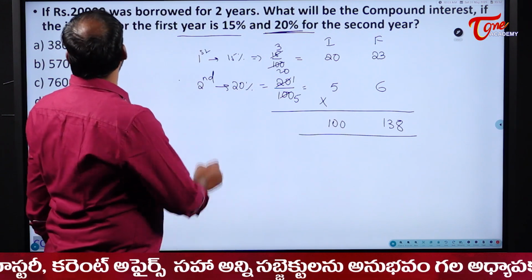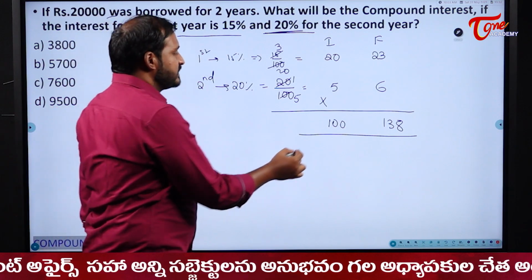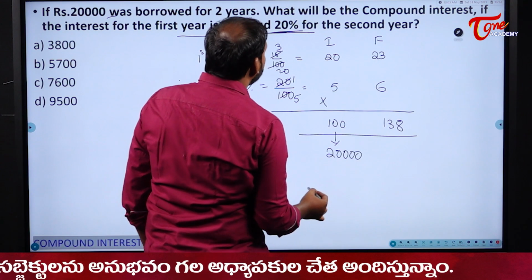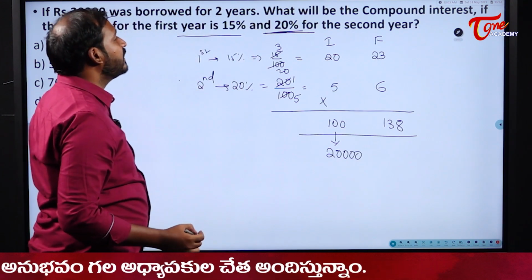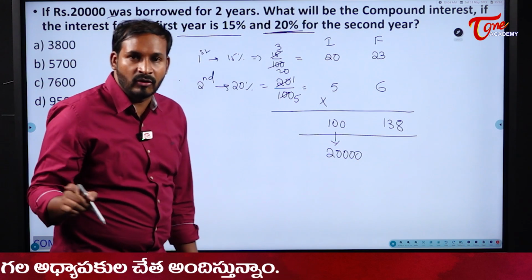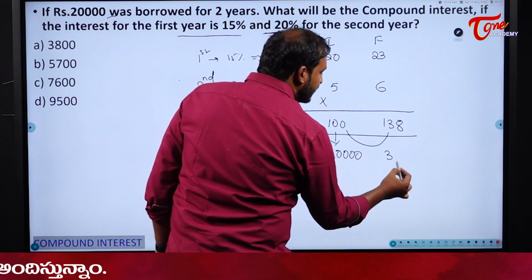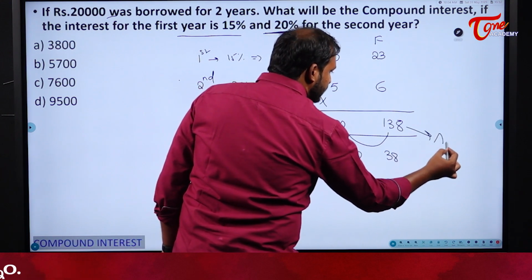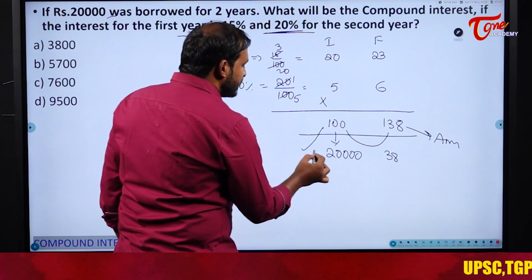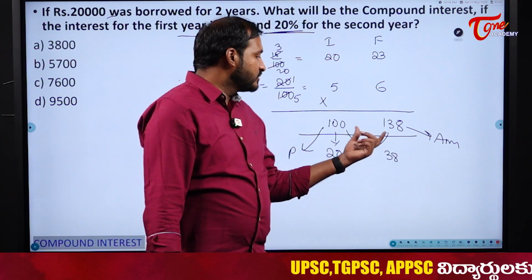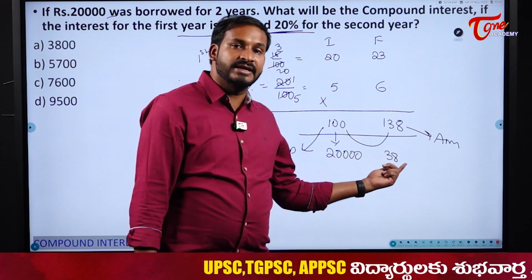What is the principal they have given us? 20,000. That means 100 parts is equal to 20,000. And what are they asking us? What will be the compound interest? Not the amount. They are asking for the compound interest. What is the interest earned here? 38 parts. Why? Because this is the amount, students, and this is the principal. Initial value is principal here, final value is amount. So the difference between amount and principal is the interest for us.